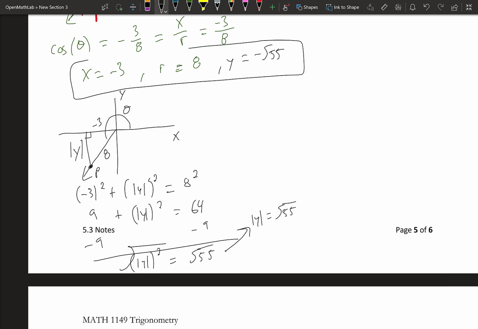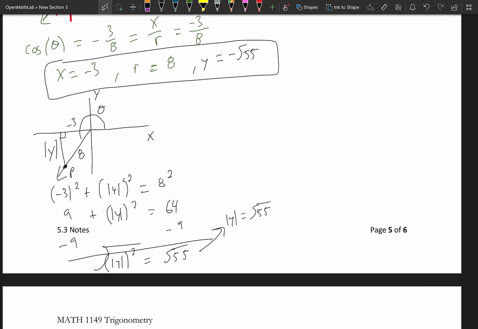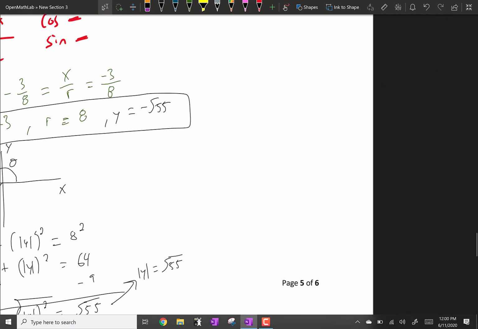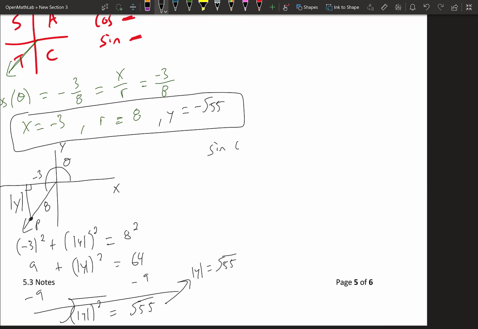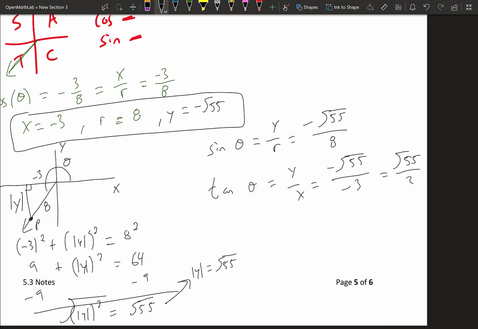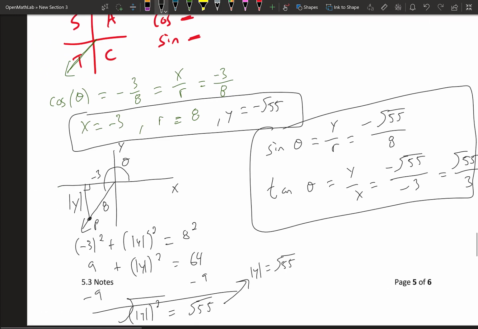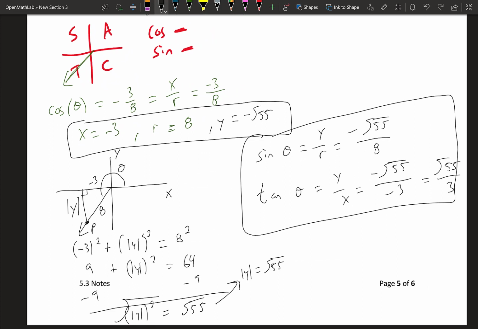So these are those three values for x, r, and y. So then we're asked to find what sine and tangent are. So sine of theta is equal to y over r, which would be negative radical 55 over r, which is 8, right? And then tangent of theta is equal to y over x, which, just plugging these values in, we'd have negative radical 55 over x is negative 3, which just gives me positive radical 55 over 3, right? So then that's what we were after, right? So this problem is a little more in depth because we had to put some things together here to figure some things out, right?